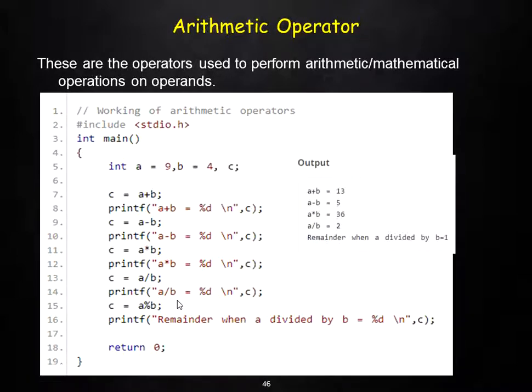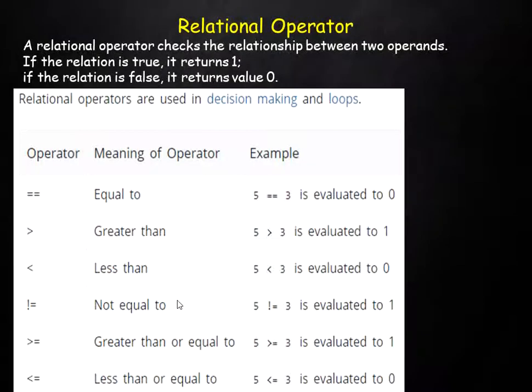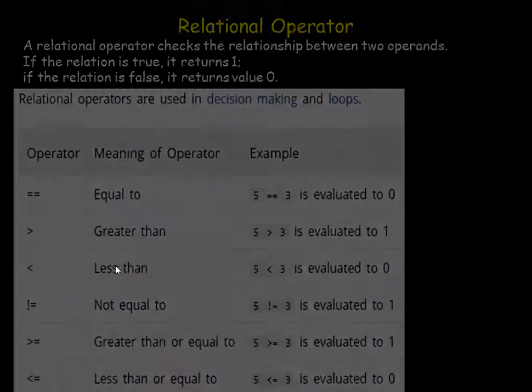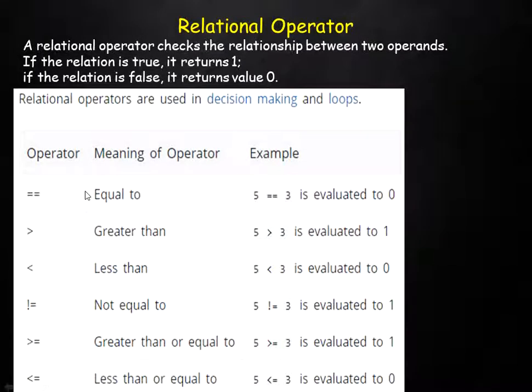So if you try and do this example, again this example is a screenshot of what was there online, just trying to put it in one place. So this is going to be the solution. Now move to relational. Relational operators are used when you're trying to check a relationship between two operands. If the relationship is true, then it will return 1. If the relation is false, it will return 0.